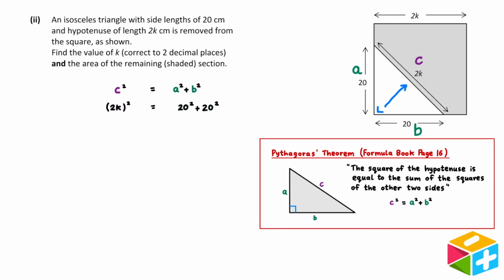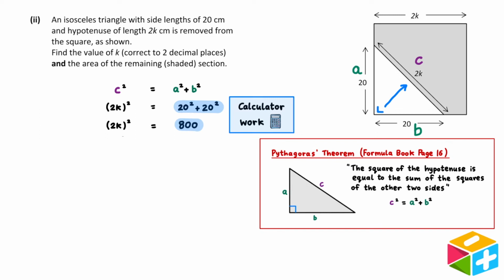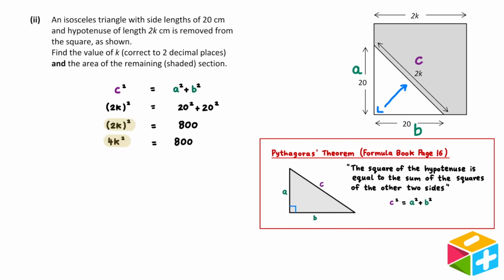Our goal here is to find the value of k. To start, let's do some simplification. We can get out our calculator and type in 20 squared plus 20 squared and we'll get 800. 2k all squared is equal to 2 squared times k squared, which is equal to 4k squared. This is similar to the calculation we did in the previous part of the question.